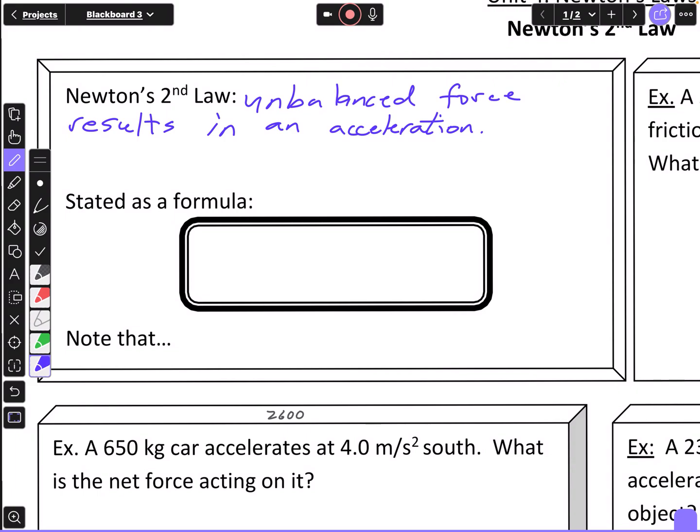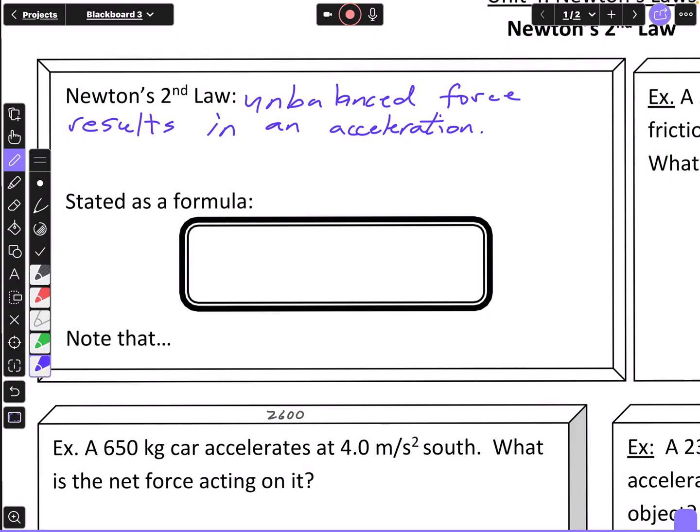Alright, so if an unbalanced force results in something accelerating, what about balanced forces? Balanced forces is when all the forces around an object balance each other out so that your total force would be zero. So if you have a balanced force, there is no acceleration. Acceleration would be zero. Okay?